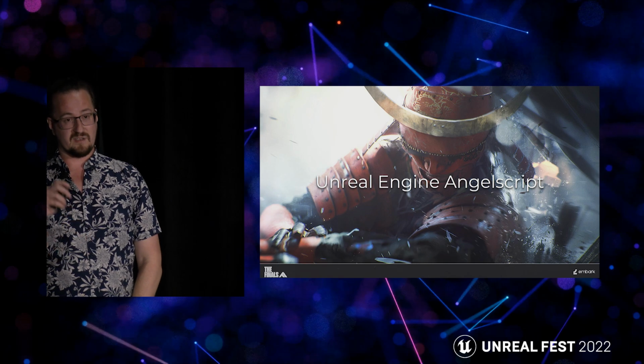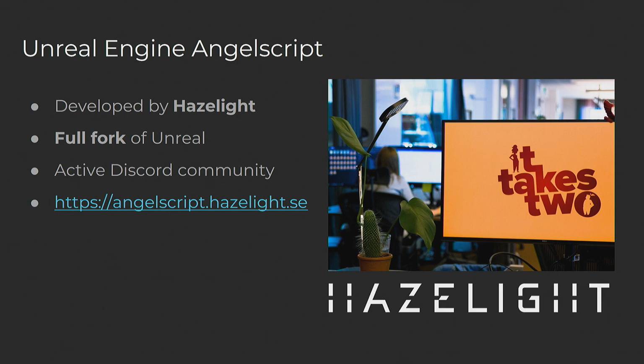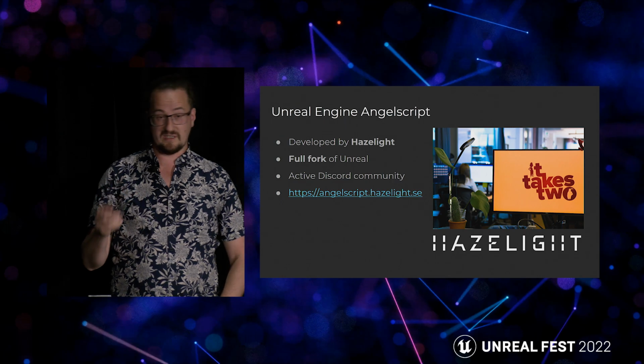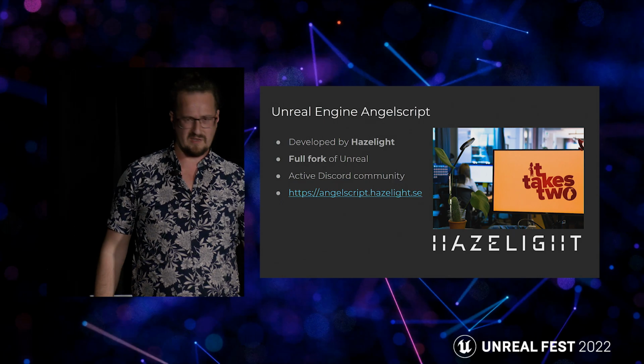So in terms of iteration, something that we found at Embark has really helped us, and your mileage may vary on this, is we're using an Angelscript fork of Unreal. So it's a full GitHub fork. It completely replaces the base engine, so you can't use it as a plugin. Hazelight, who are a Swedish studio as well, developed it to help their iteration times on It Takes Two, which they released last year on multiple platforms. It's a very good game. I think it won awards.